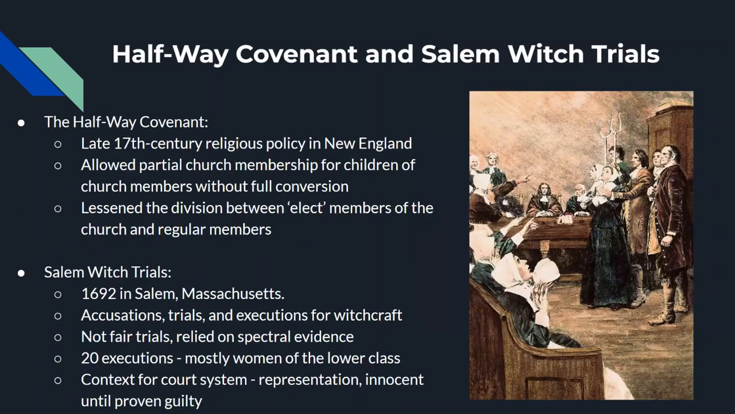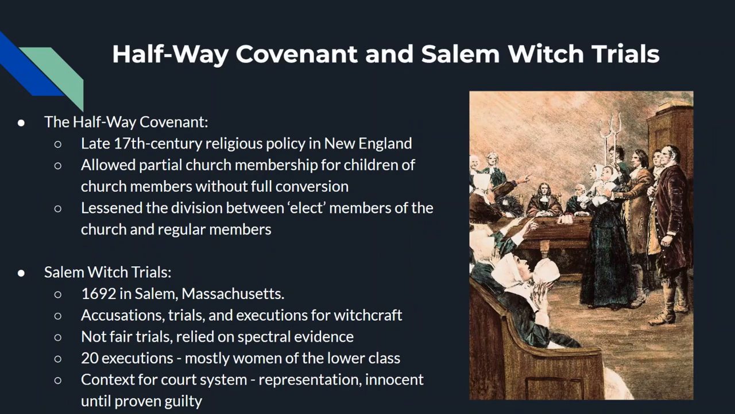Now, we need to talk about one specific event or series of events in the New England colonies called the Halfway Covenant and the Salem Witch Trials. Okay, and these are important to understand the religious ideas of New England and what happens because of them. So we want to understand these two terms.